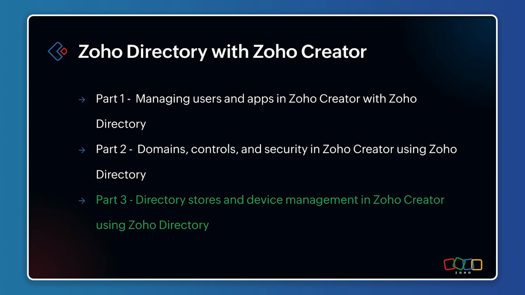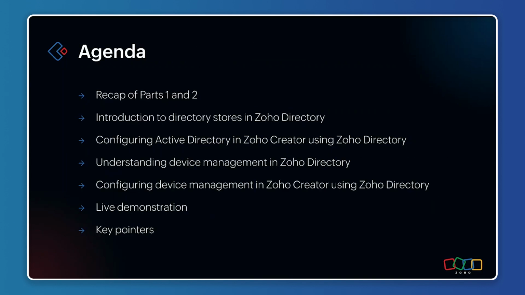All these features are segregated into a three-part series, wherein in the first part and the second part, we have covered a few of the features. And in the third part, we have chosen the topic to be directory stores and device management in Zoho Creator using Zoho Directory. So the agenda of this part 3 is that we will have a quick recap of the topics and features that we discussed in part 1 and part 2, post which we will move on to the topic for part 3.